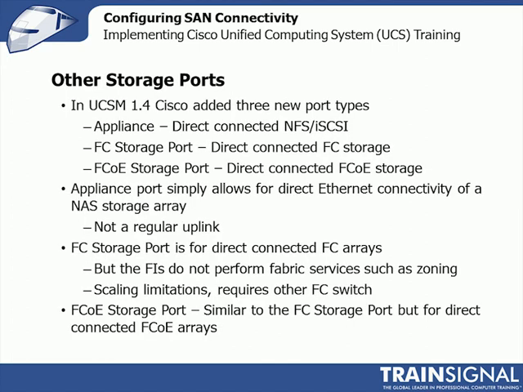And then the last thing that I want to talk about are other storage ports. In UCS M14, Cisco added 3 new port types. There's appliance, FC storage, and FCOE storage. Appliance is very simple. I've got an NFS server or an iSCSI server, and I'm going to dedicate it to UCS.